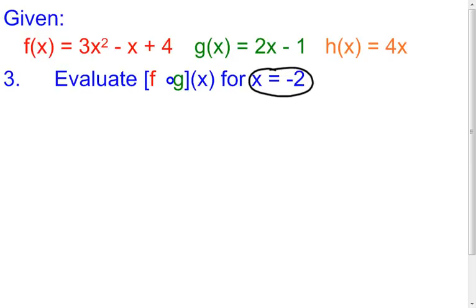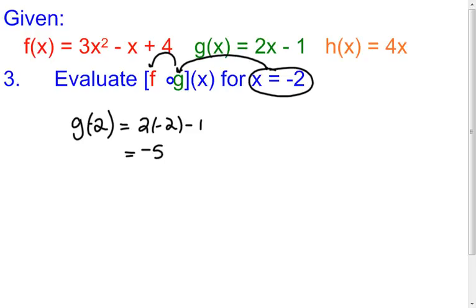So the first thing I'm going to do is take -2 and put it into G's equation. Then I'm going to get an answer and put it into F's equation because I'm working inside out. So the first thing I want to find is G of -2, because G is on the inside. X is -2 in this case. So G of -2 would be 2 times -2 minus 1, which is -4 minus 1, and I get -5. That's what G of -2 is.